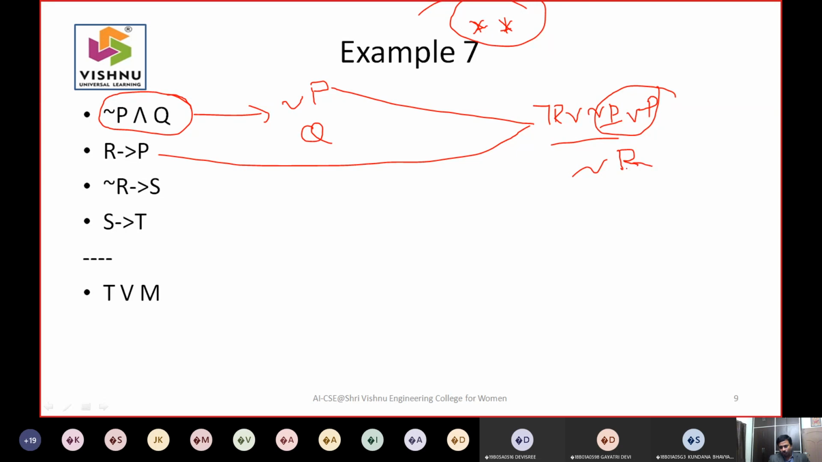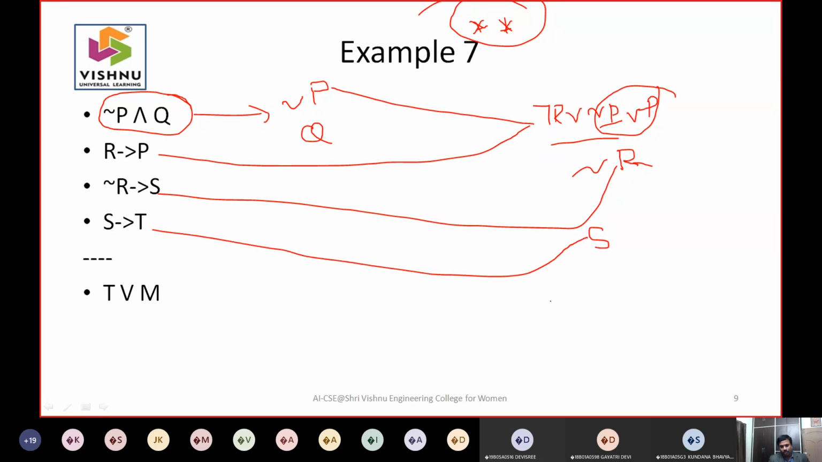So since negation of R is here, if you combine both of them, you will get something called S. If you combine these two, you will get something called T. So you need to understand T is a valid inference. When T is a valid inference, then you can combine any of this inference with this, and this is also valid.